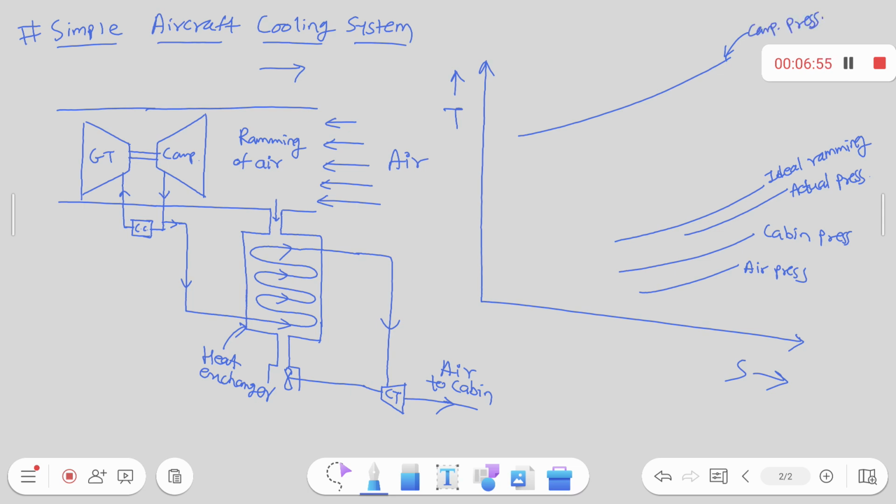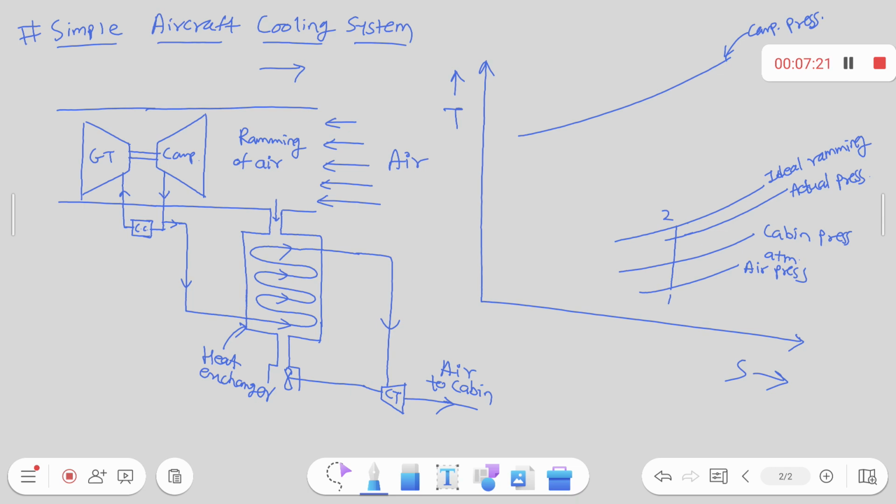Okay? So the first, atmospheric air pressure. So from atmosphere, what will happen? This. So first process is what? 1 to 2.